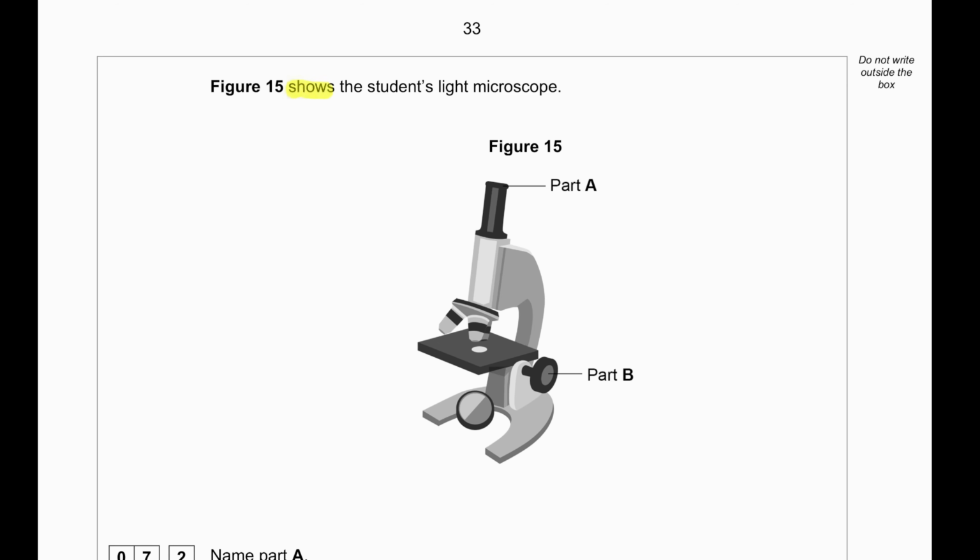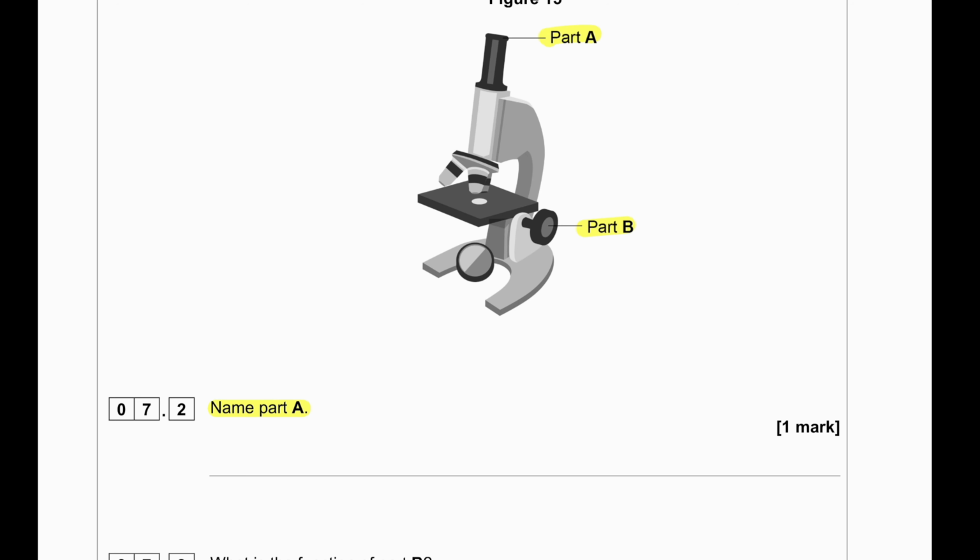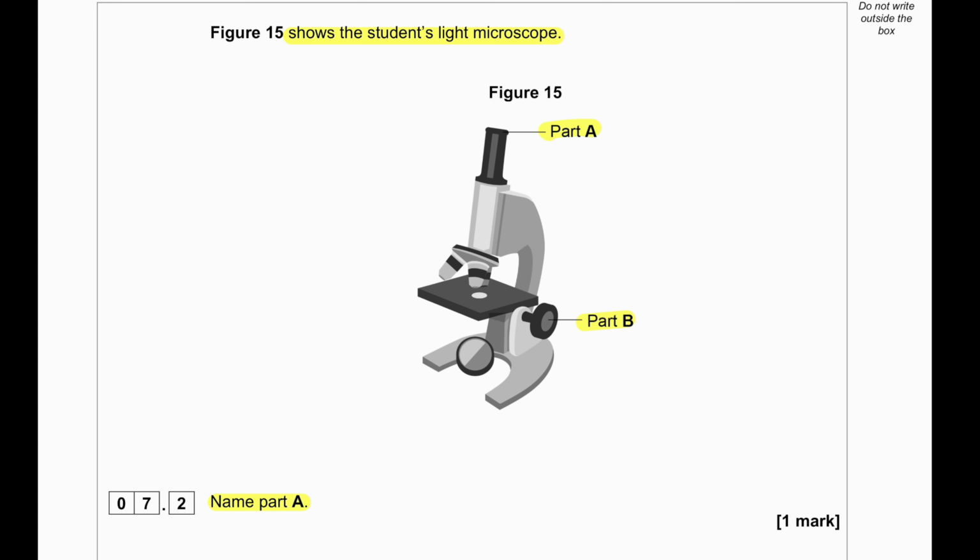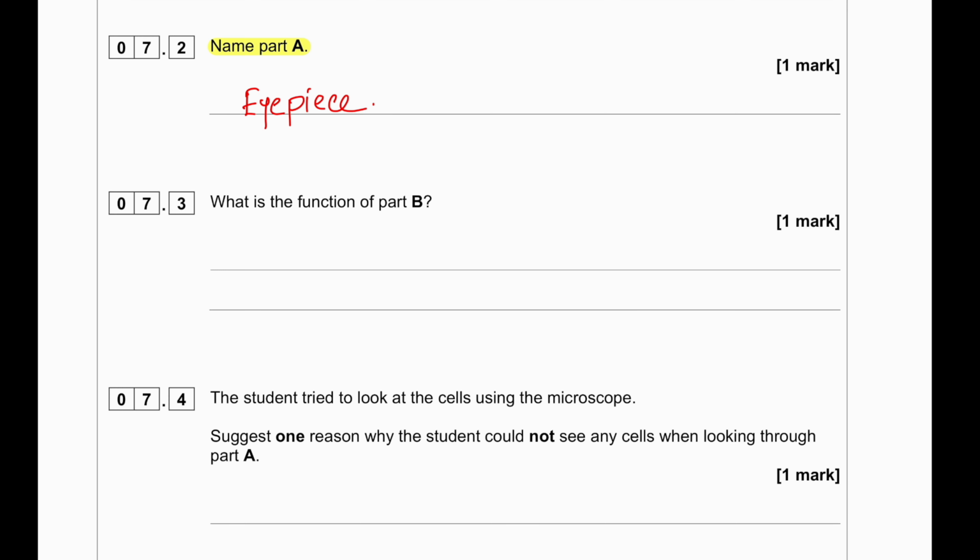Figure 15 shows the student's light microscope. We can see part A, we can see part B. The name of part A is asked in this question. Part A has a lens which we use to view what is in the microscope slide, so it's called the eyepiece lens. And the bottom one is called the objective lens. Part B is actually the adjustment to focus. The function of part B is to focus the image.